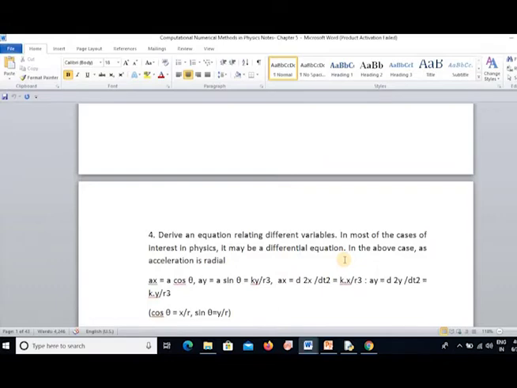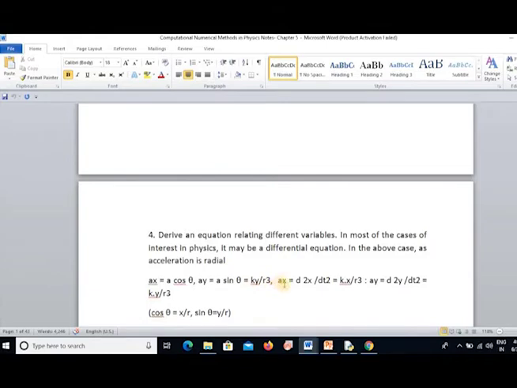I can write cos theta is equal to the x coordinate. If you draw it, it will be clear to you when you discuss the problem. Cos theta is equal to x by r. Similarly, sin theta is equal to y by r. And here, I've substituted for ay. Ay is a sin theta, and sin theta is y by r. That means the constant k by r square is already there, into y by r. That is ky by r cube.